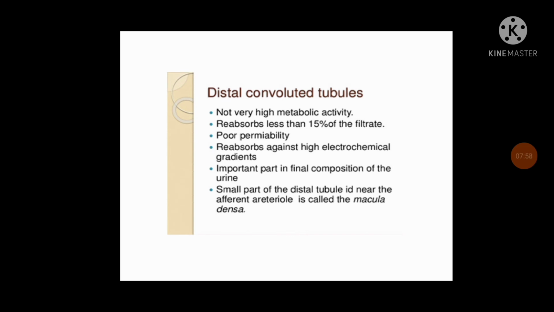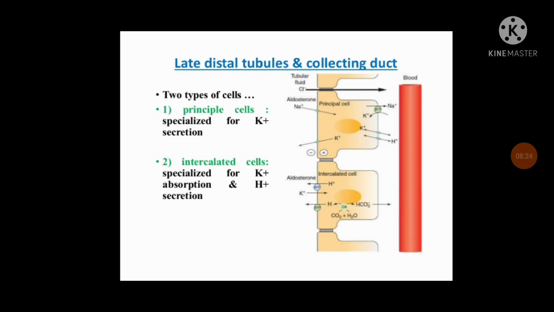So it has a poor permeability compared to the thin descending loop or the PCT. It reabsorbs against a high electrochemical gradient, and it is an important part of the final composition of the urine. A small part of the distal tubule near the afferent arteriole is called the macula densa, which helps in the glomerulotubular feedback mechanism.